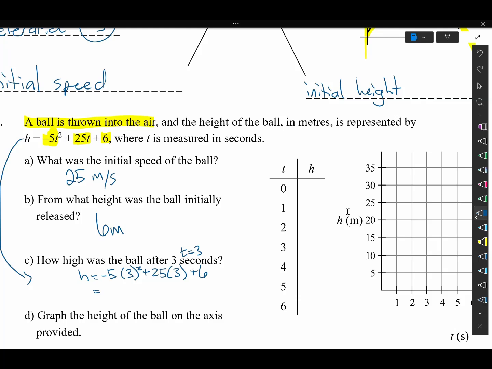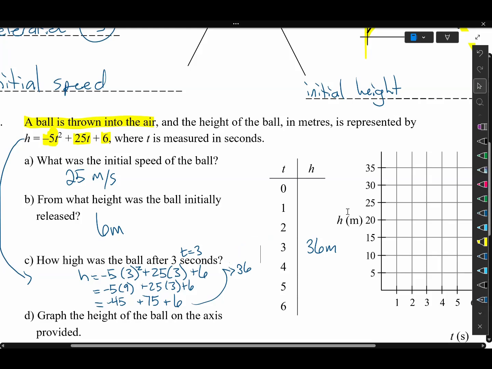So we need to work with our exponents first. This is negative 5 times 9, plus 25 times 3, plus 6. Good job, us. Then we're handling our multiplication. That's negative 45 plus 75 plus 6. We're running out of space, we'll keep working over here. That's negative 45 plus 75. Now we're doing our addition and subtraction, and we're working with 36. All right, so our height is 36. 36 what? Oh, 36 meters, okay? Now, I'm actually going to go ahead and just put that right into my table of values right there.